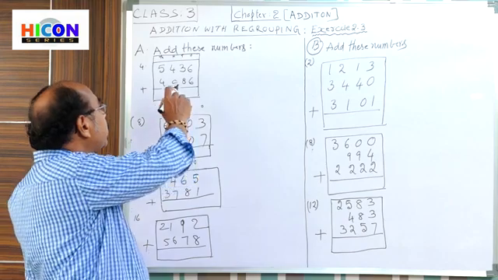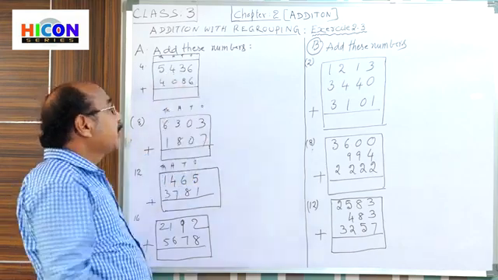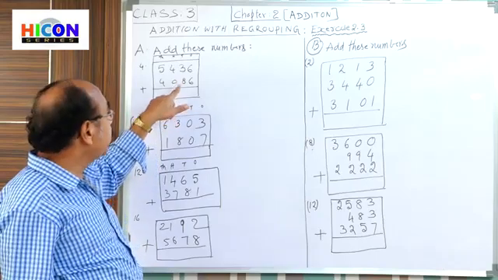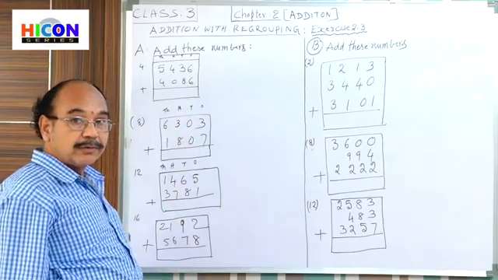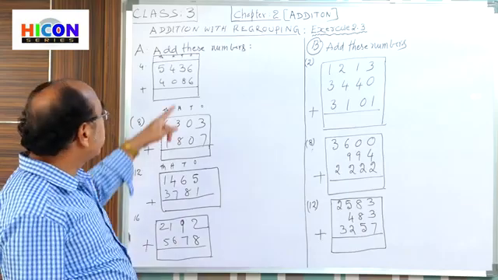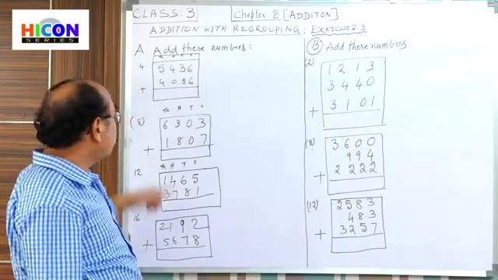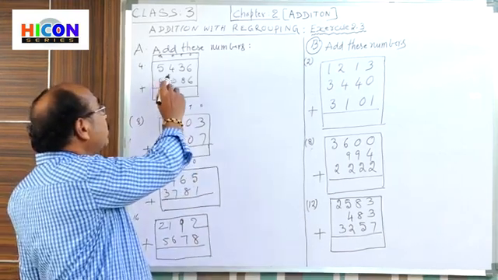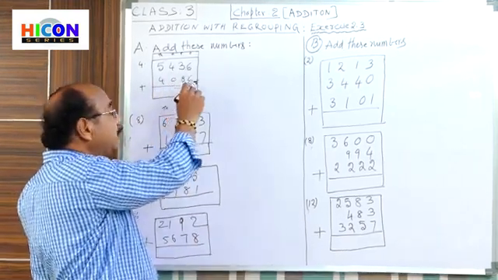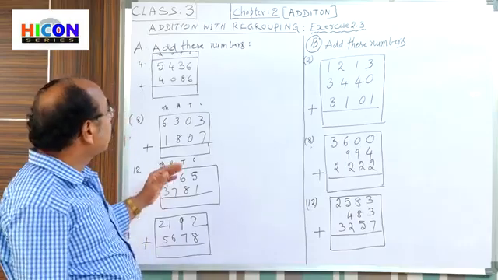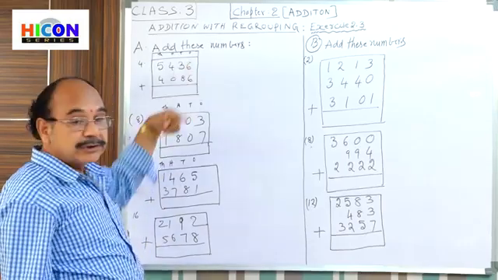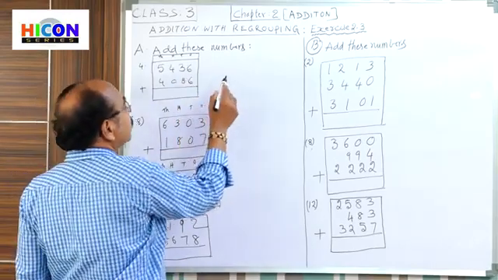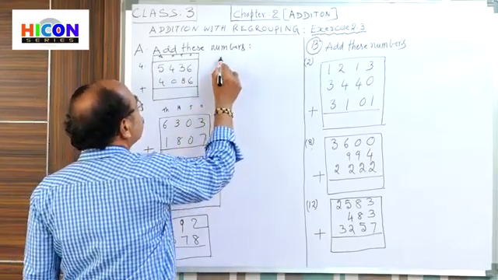What are the numbers here? 5436 and the second number is 4086. Now we add the two numbers. The two numbers are 4-digit numbers. Okay. 5436 plus 4086. First of all, we add the ones place digits. What are the ones place digits here? 6 and 6. Okay, ones place.